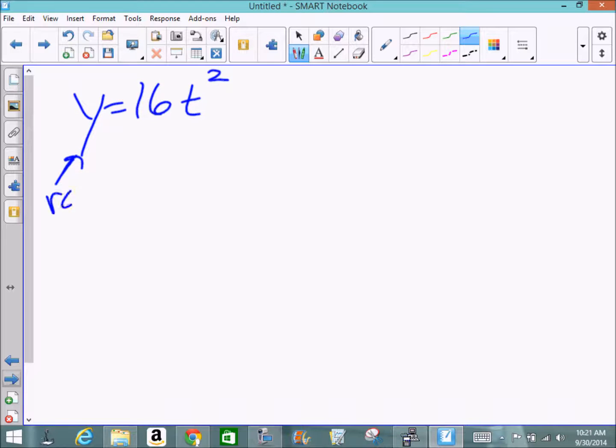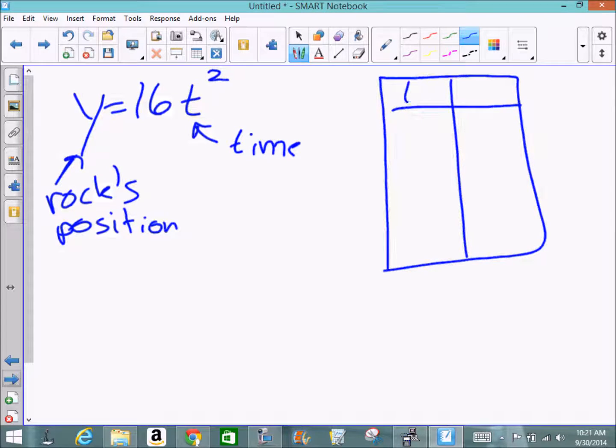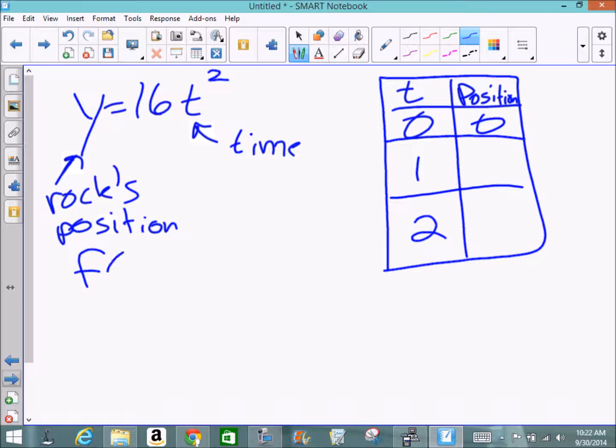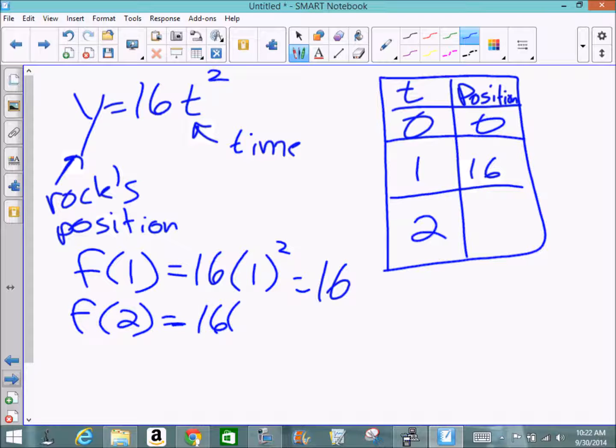Let's look at the function y equals 16t squared. So the rock's position is y, t represents time, and so at 0 seconds the position of the rock has fallen 0 feet. Okay? After 1 second, if I plug in 1 second and evaluate the function, then I will get a different position, and if I evaluate it at 2 seconds, I get a different position. So after 1 second, the position of the rock is 16 feet. Makes sense. After 2 seconds, the position of the rock is 16 times 2 squared, which is 4 times 16, which is 64.